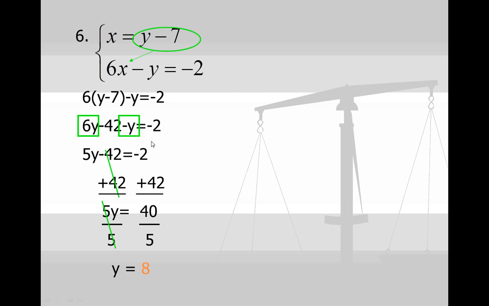Now, what do you do now? You need to find your x. So I have x = y - 7. Put the 8 in there for y. So what is 8 minus 7? 1. I believe my solution is (1, 8).